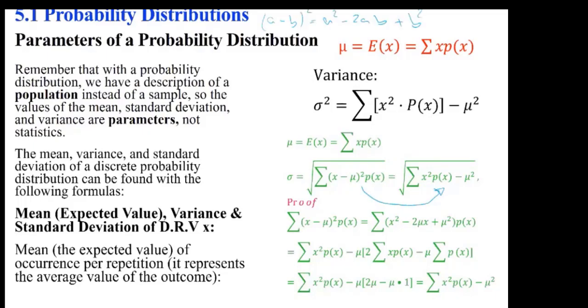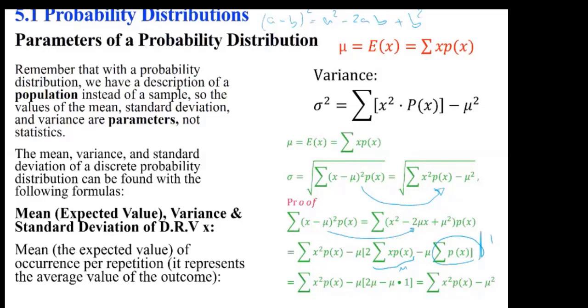So x minus mu squared becomes x squared minus 2 mu x plus mu squared. That p of x, which is being multiplied by it, remains. So you distribute that and you get x squared times p of x, minus 2 mu x times p of x, plus mu squared times p of x. If you write them as such, this is the same as mu, and the summation of p of x must add up to 1. That's how you get to the proof if anybody is interested.